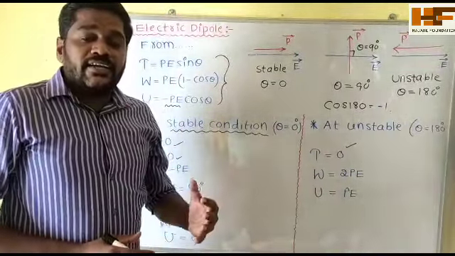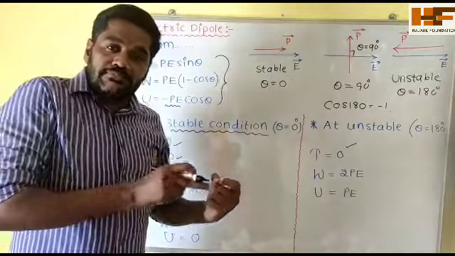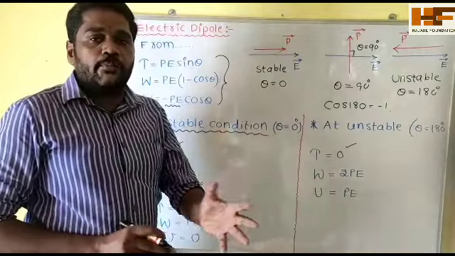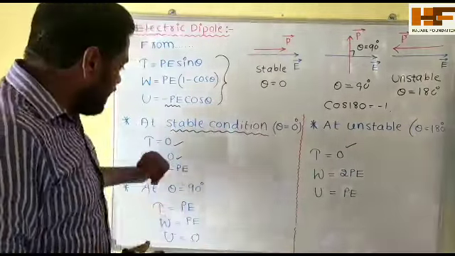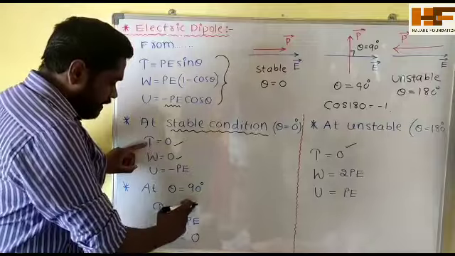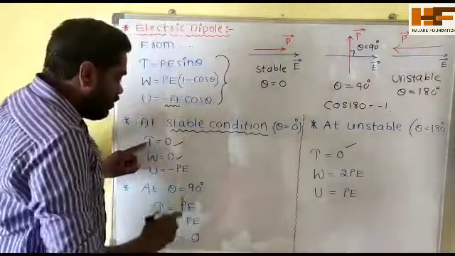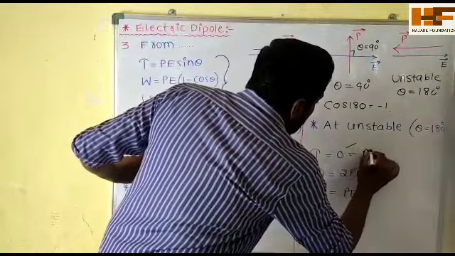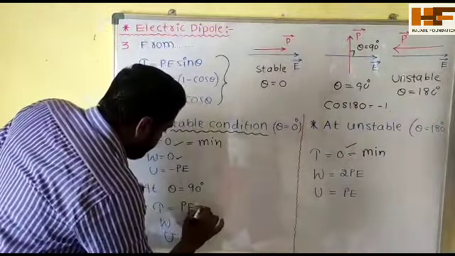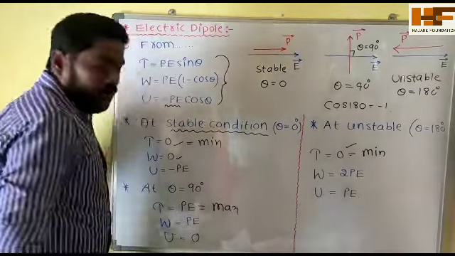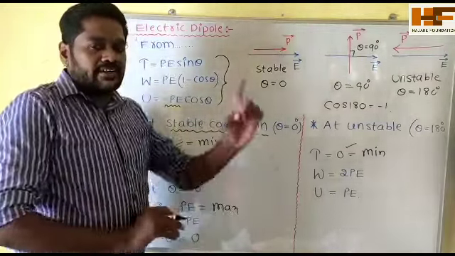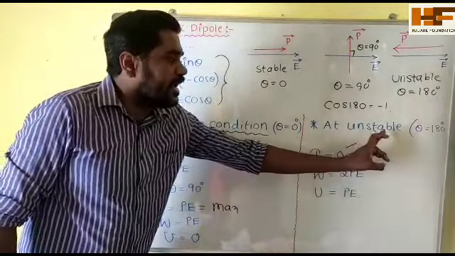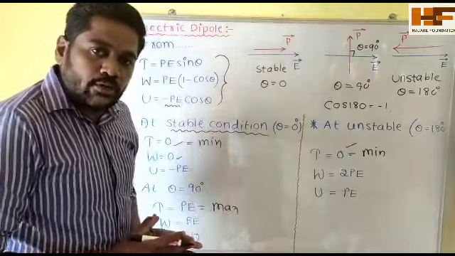Now we have to decide in which position the torque is maximum and minimum, and in which position the remaining two, work and potential energy, are maximum and minimum. You decide. Here torque is 0, here torque is Pe, here torque is 0. Therefore you can say this is minimum and this is also minimum, and here it is maximum. Therefore when theta is equal to 90, the torque becomes maximum, and in the stable condition as well as the unstable condition, torque is minimum.